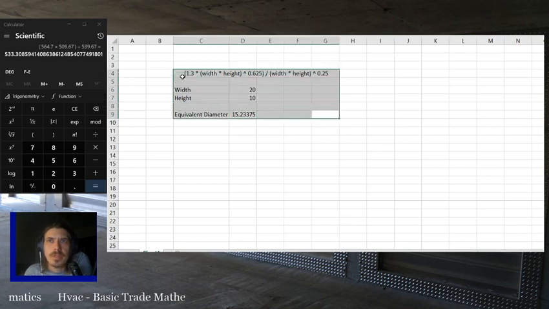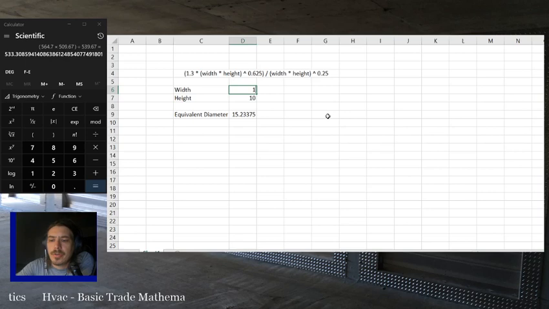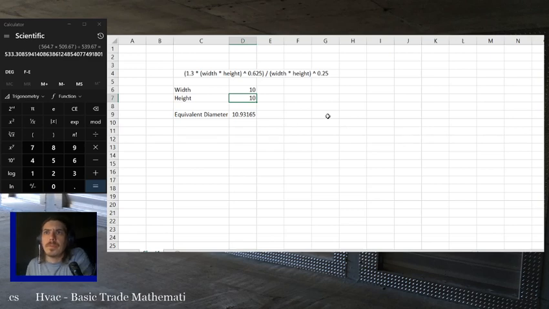So equivalent diameter is something that we'll have cheat sheets on later. You can basically keep a bunch of tables with you and do it, but I find it way easier to be able to plug something in so that I can automatically find it. So if I needed to know the equal diameter of a 10 by 10 duct, then we plug those numbers in and it'll change, and we'll go to a 10.9 inch diameter duct.